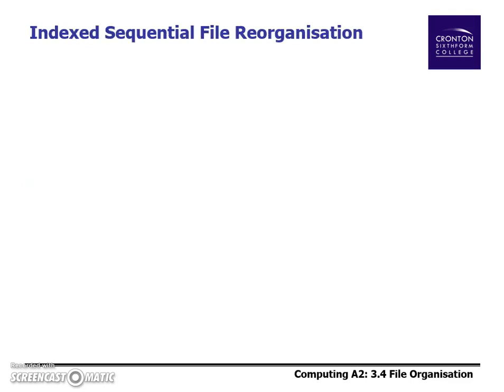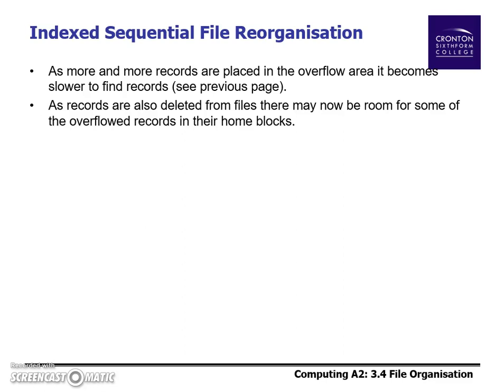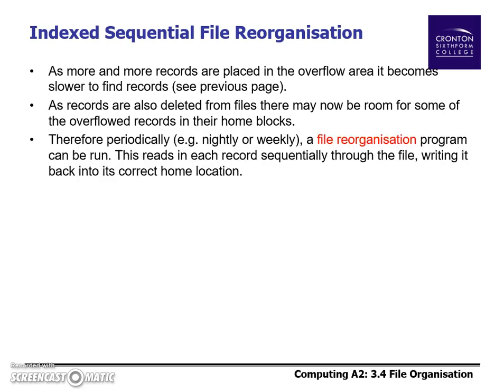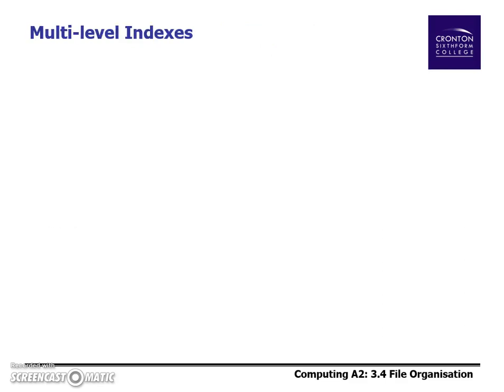So we've got indexed sequential file reorganization. As more and more records are placed in the overflow area, it becomes slower to find the records. As records are deleted from files, there may be now room for some of the overflow records to move back into their home blocks. Therefore, periodically, for example weekly or nightly, a file reorganization program can be run. This reads in each record sequentially through the file, writing it back into its correct home location. If after file reorganization there are still too many records in the overflow area, the indexes can be reorganized to allocate fewer records to each block.